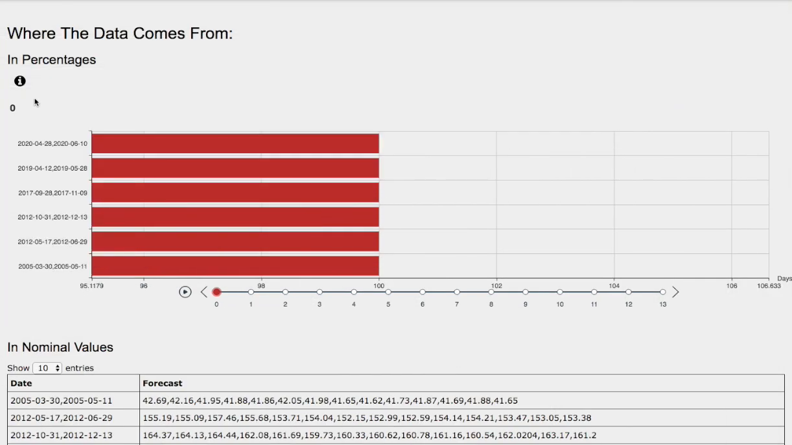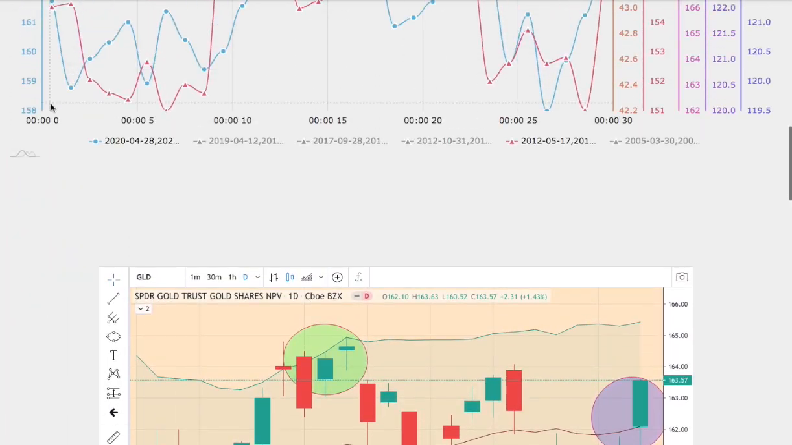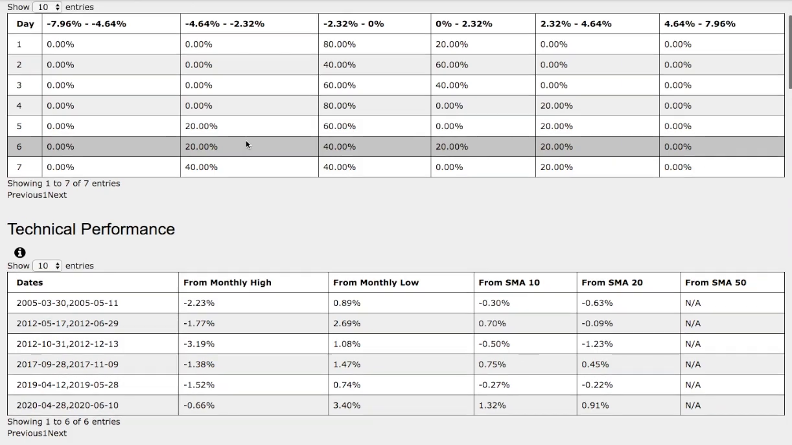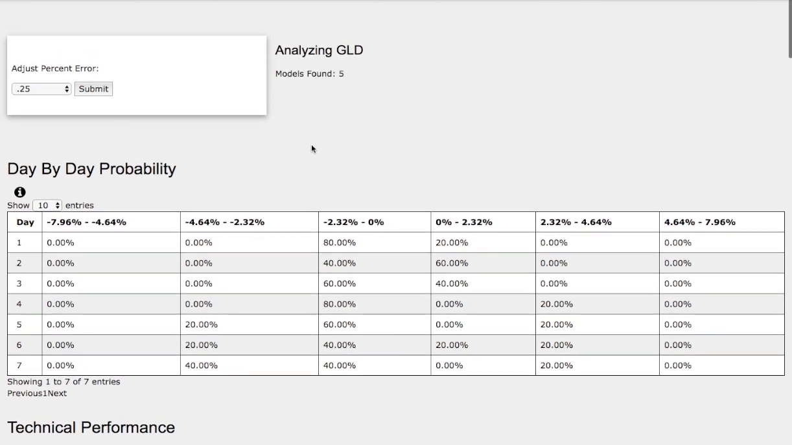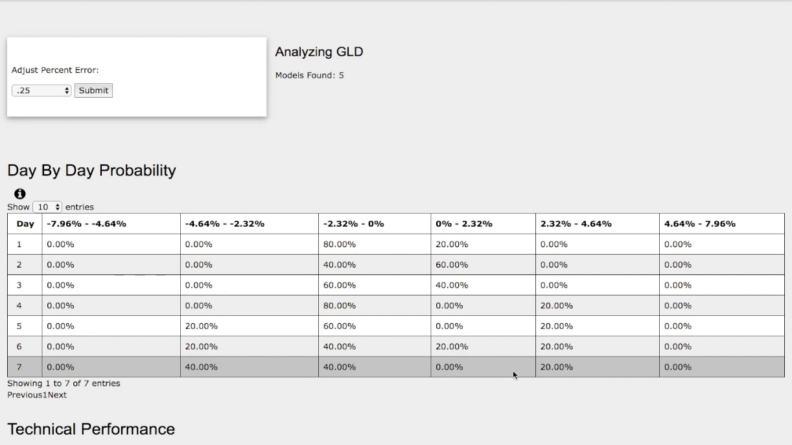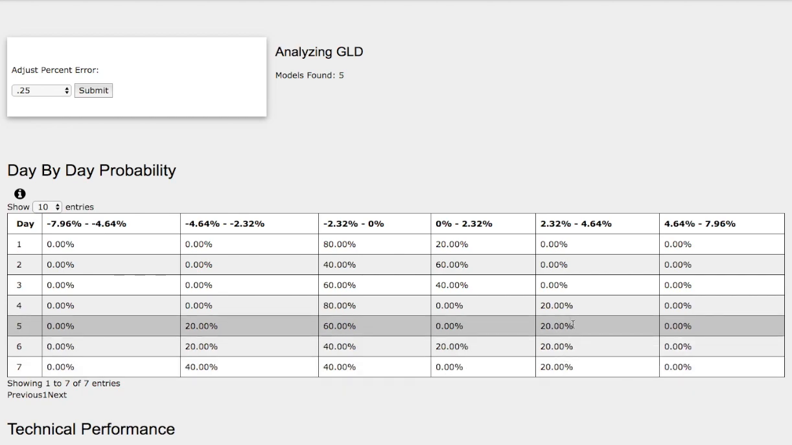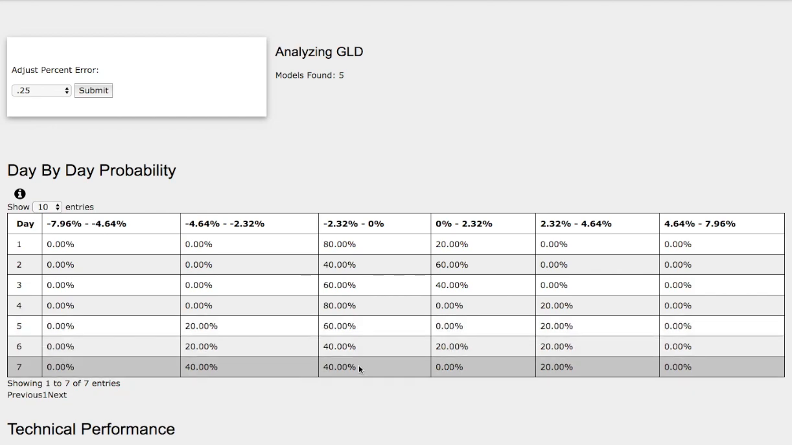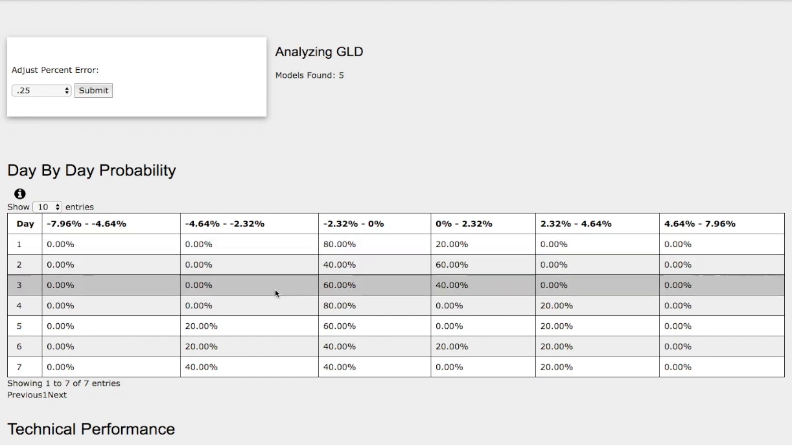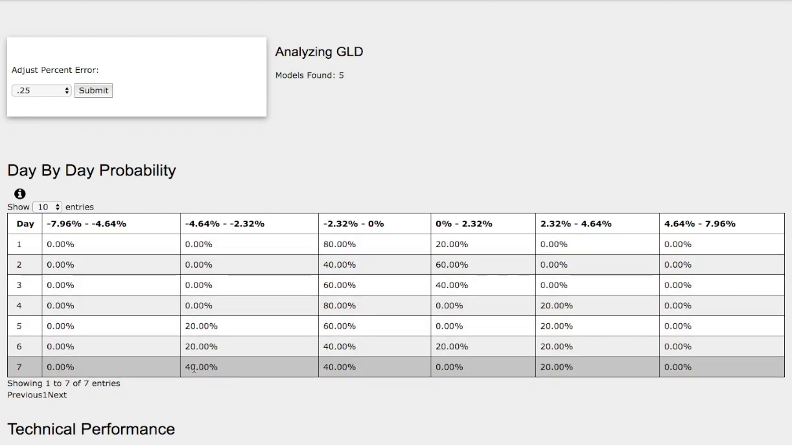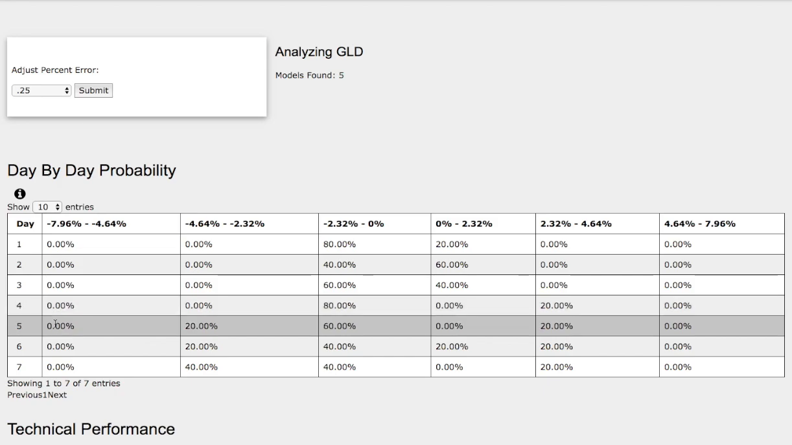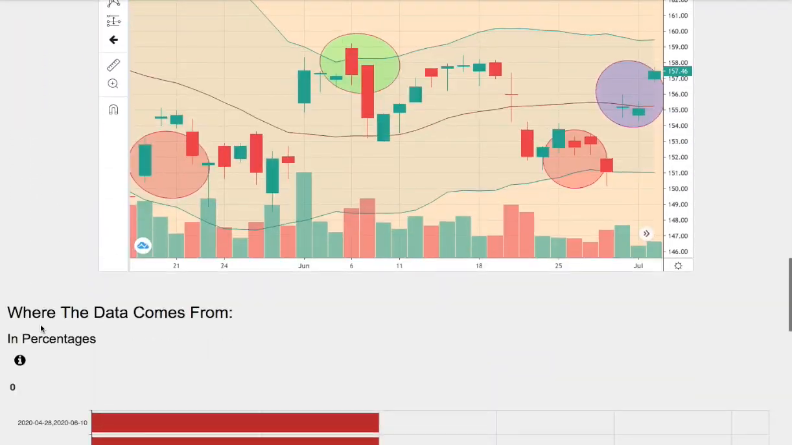So now let's examine the day-by-day probability model for gold futures. Again, these models are now available in the link below, so do check it out. As we progress to the 7th day, we have a 20% chance on the extreme case of gold futures climbing higher between 2.3% to 4.6%. To the downside, we have a 40% chance for gold futures to fall between 0 to negative 2.3%. And further on to the downside, we have a 40% chance for gold futures to fall between negative 2.3% to negative 4.6%.